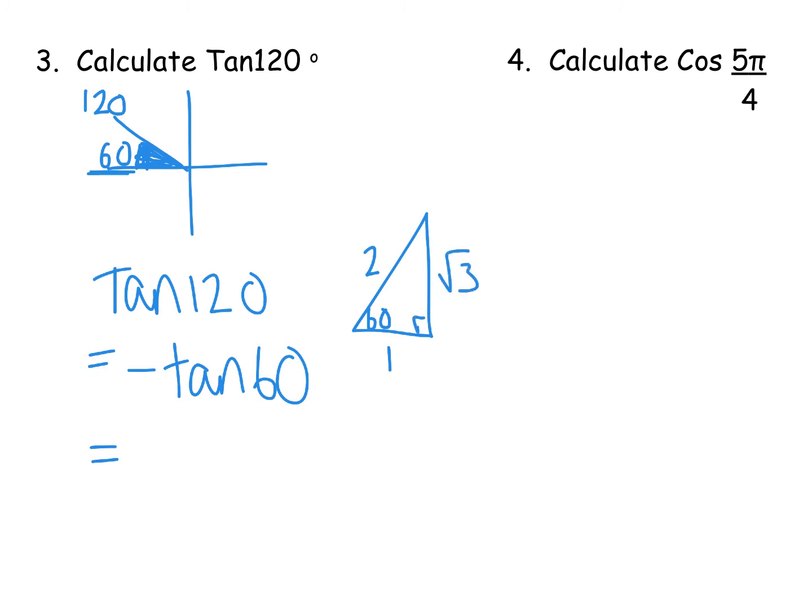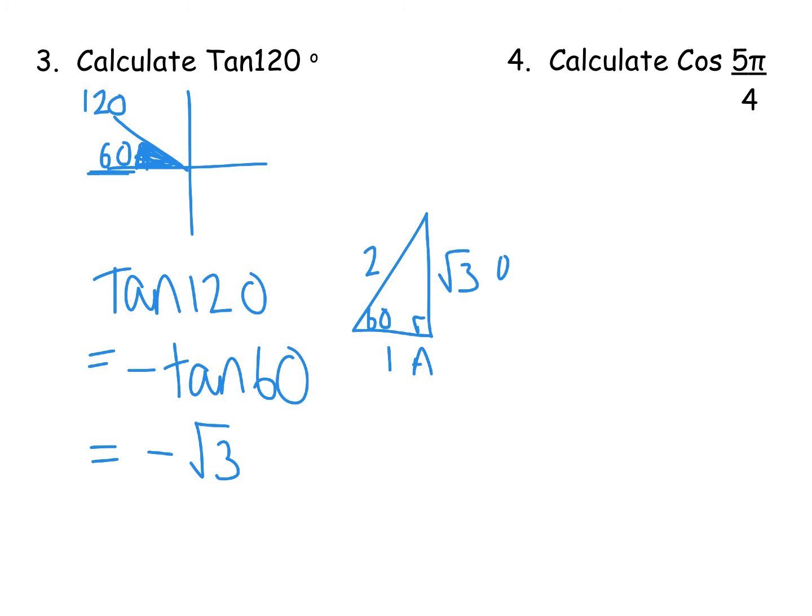So it was opposite over adjacent, so it was root 3 over 1, so we're just going to write root 3. So tan of 120 is the same as negative root 3. And if you think, oh God, is that right? Go to your calculator and it'll tell you it is. And you'll be like, wow, I did that without a calculator.